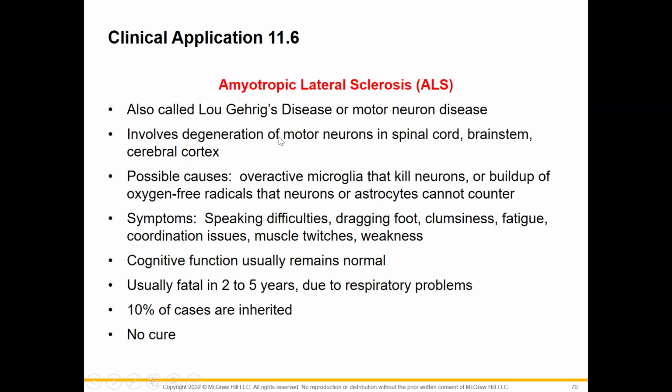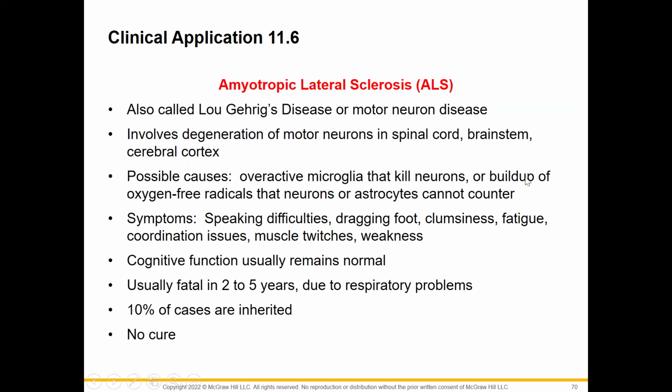The reasons why these motor neurons are degrading can be multiple different reasons. One, it can be overactive microglia. Remember, microglia is one of the neuroglial cells that help the neurons to function. In this case, when the microglia become overactive, then it can start to actually kill the neurons instead of protecting the neurons. And of course, if microglia are out here killing neurons, that is a degeneration of motor neurons, causing a degeneration of motor functioning.